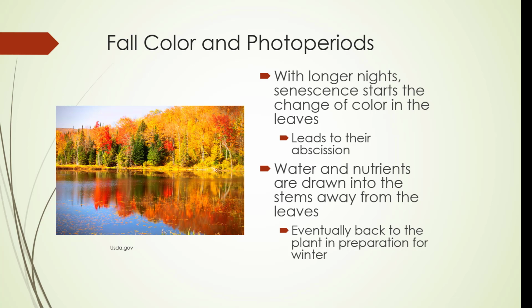Okay, so fall color and photoperiods. There's many things that go into fall color, but one of the things is photoperiods. So with longer nights, senescence starts the change of the color of leaves, and that leads to abscission. We'll talk about what abscission is in a moment. Water and nutrients are drawn into the stems, away from the leaves, and eventually back to the plant in preparation for winter.